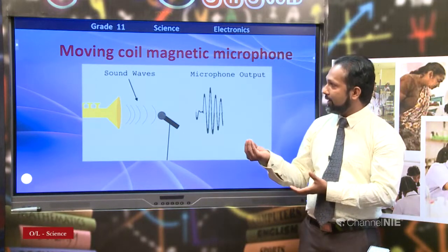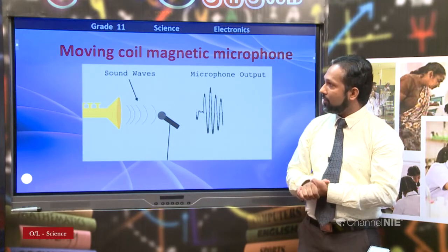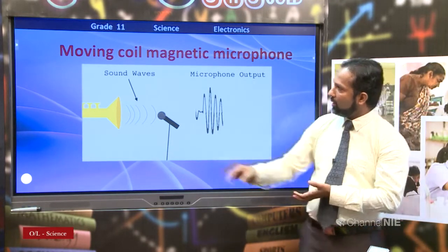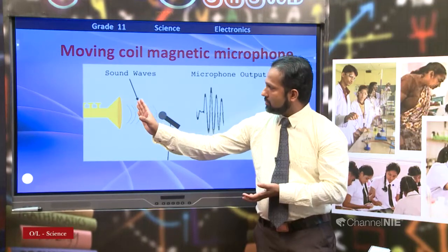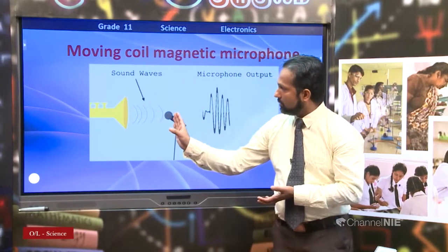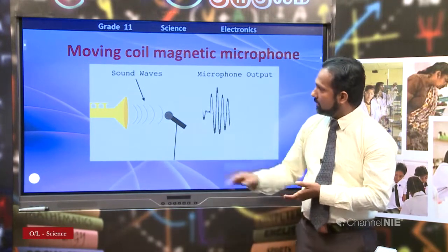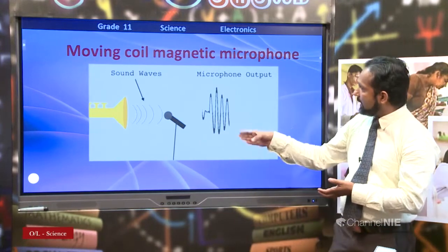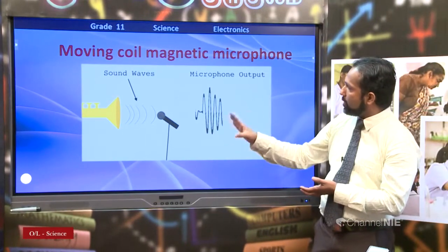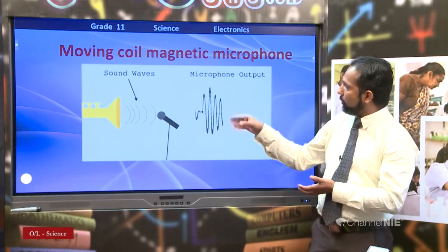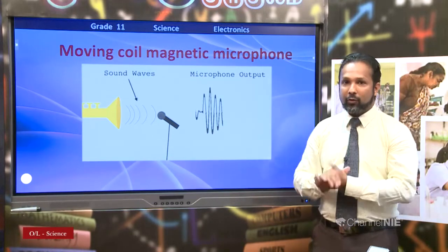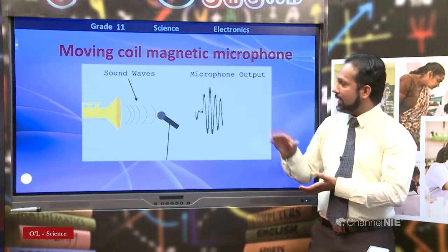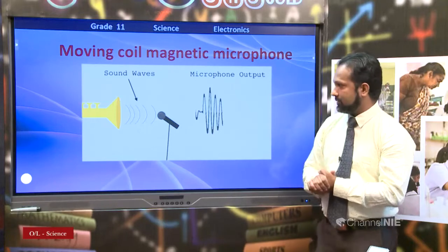Here, we can find out the function of the moving coil magnetic microphone. When sound is given out from the source of sound, the microphone converts that sound into electrical signals. You can see that according to the wave pattern, this kind of wave can be obtained only from the induced electromotive force, as it is an AC current, alternating current.